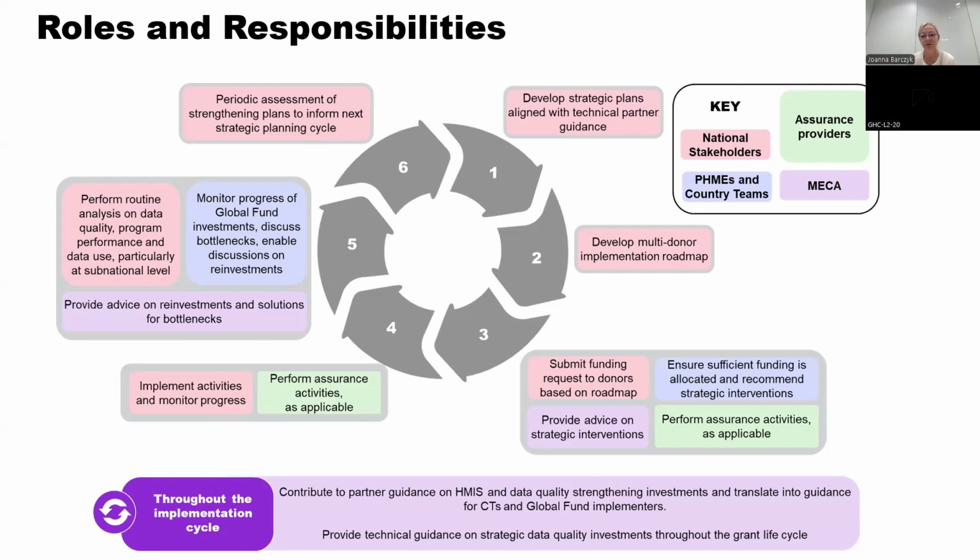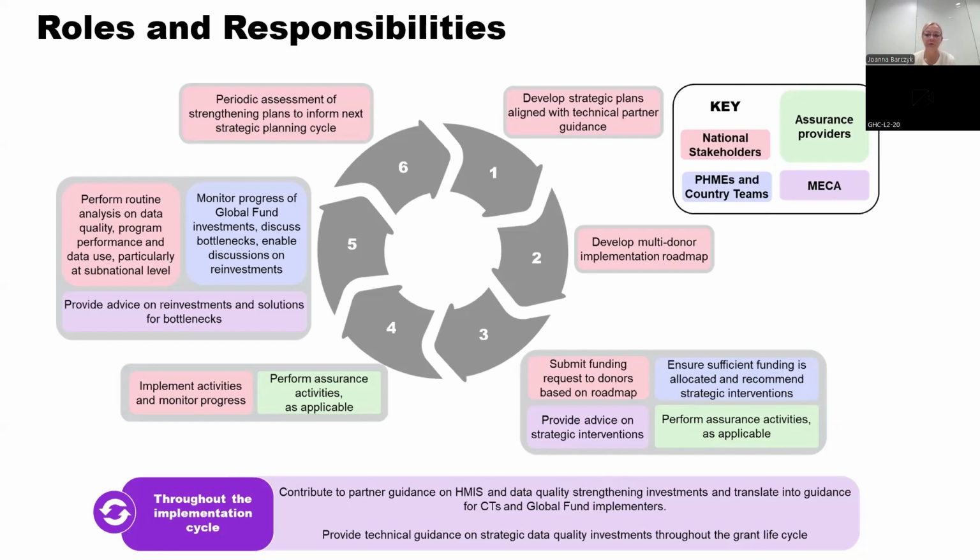In blue, you will see responsibilities for the country teams of the Global Fund, and specifically public health and M&E specialists who closely work on data quality and health information strengthening investments with the countries. In green are assurance providers, activities that could potentially be implemented by our Global Fund assurance providers. And in purple, that's MECA, that's us, our monitoring and evaluation country analysis team that provides guidance.